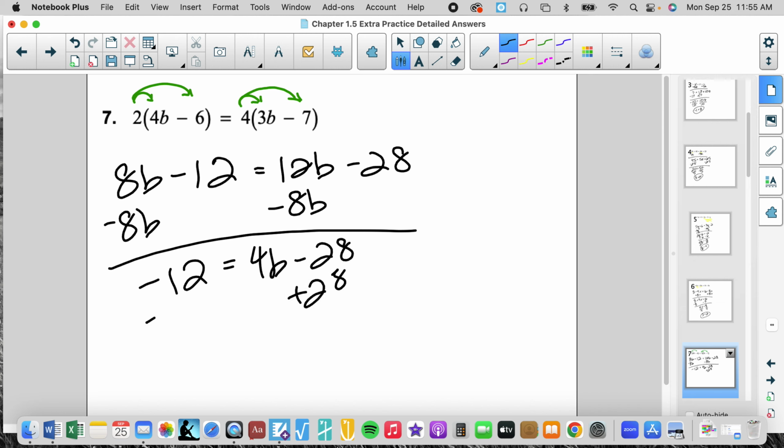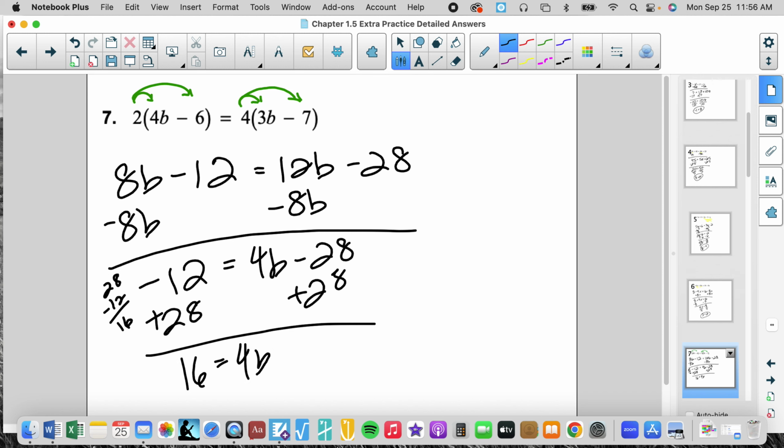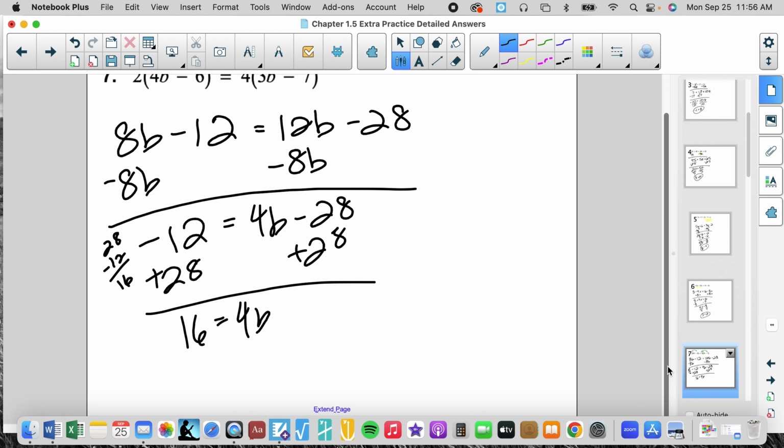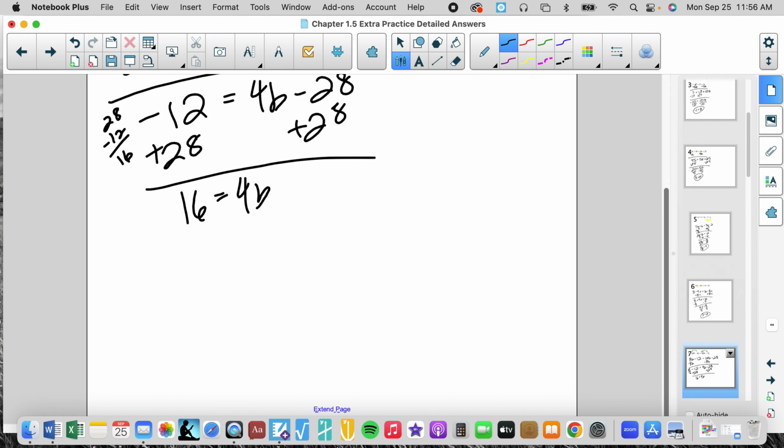Add 28. That's 28 and 12. The signs are different. So we're going to get positive 16 equals 4b. I had more positives than negatives. I have 28 positives, 12 negatives. We're going to divide by 4, and we get 4 equals b.